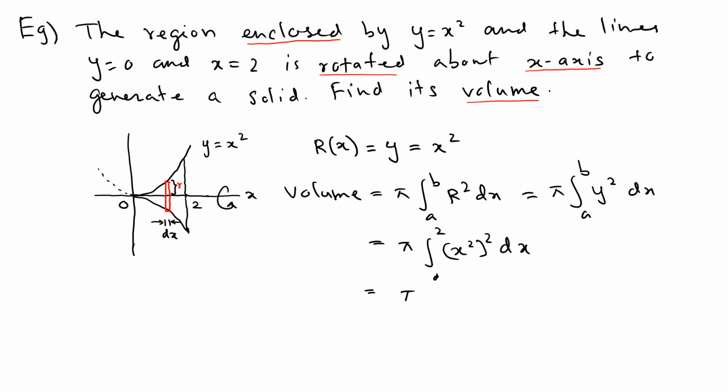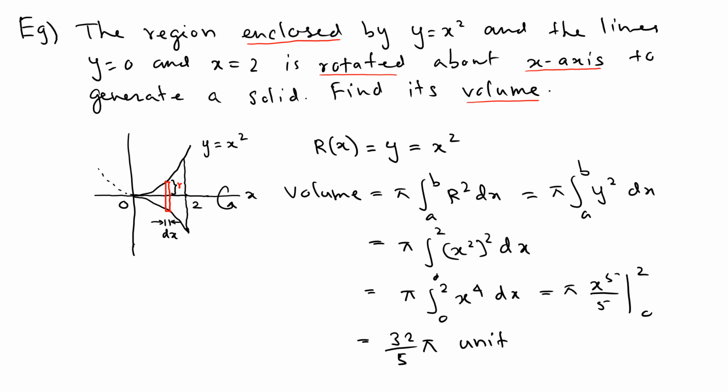Now you can simplify this. So pi times the integral from 0 to 2 of x to the fourth dx. Some of the steps you can skip, but I'm writing everything now. So you can see this is x to the fifth over five. Evaluated from 0 to 2, when you plug in 2, it's 32. So it is 32 pi over 5. This is a volume, so the unit is cubed. That is how you find the volume using the disk method.